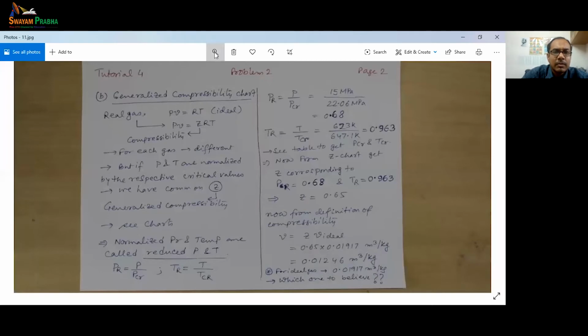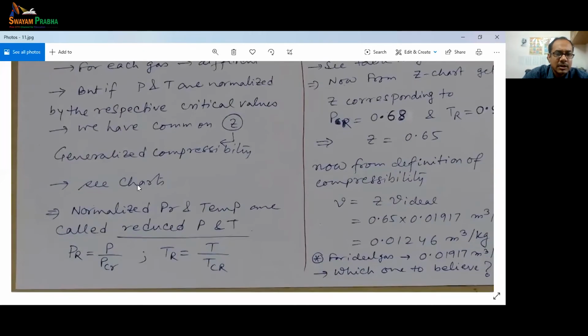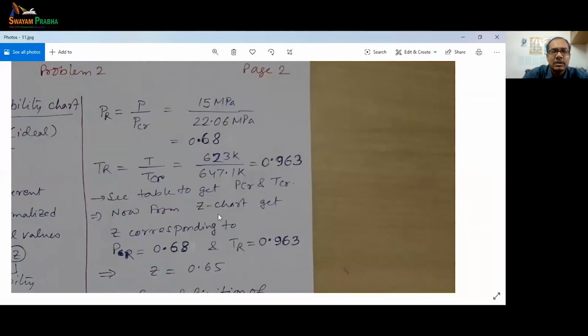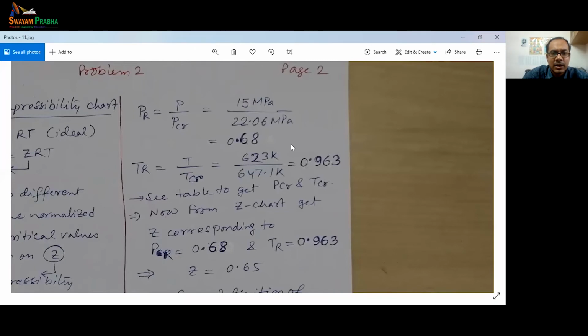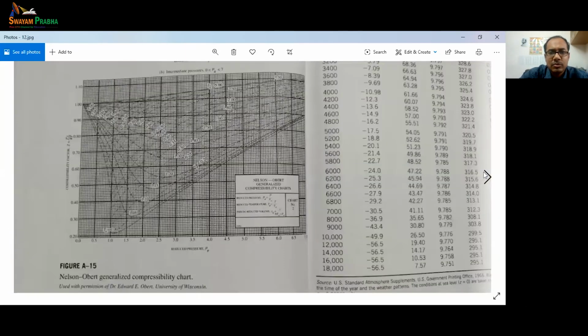Now let me zoom again. So we have seen the charts. Now this normalized pressure and temperature are called the reduced pressure and reduced temperature. How do you reduce them? By dividing by the critical pressure and critical temperature of that gas. So for this particular problem, it is superheated water vapor, and the critical pressure is 22.06 MPa. This we can obtain from this chart only. Let me quickly show this to you.